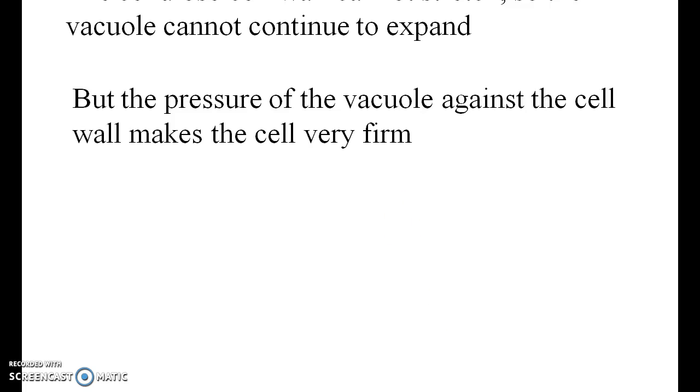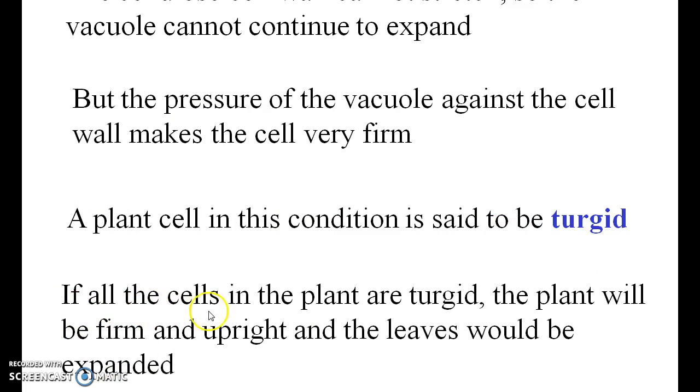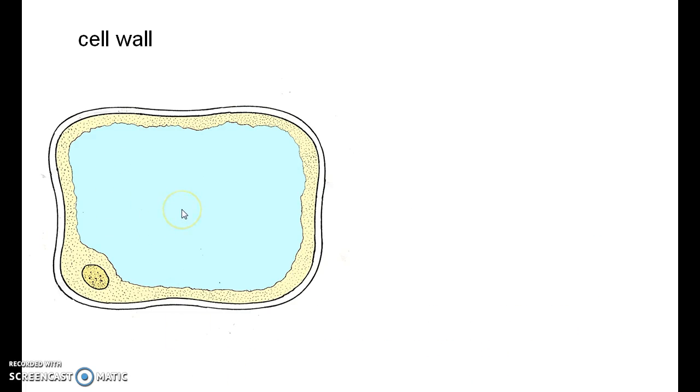The cellulose cell wall cannot stretch, so the vacuole cannot continue to expand. But the pressure of the vacuole against the cell wall makes the cell very firm. A plant cell in this condition is said to be turgid. If all the cells in the plant are turgid, the plant will be firm and upright, and the leaves would be expanded.